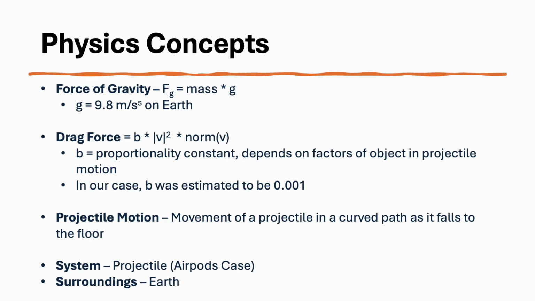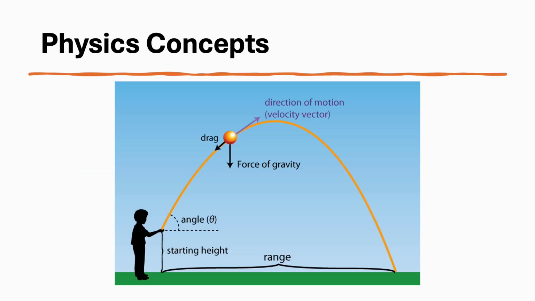In projectile motion, the projectile moves in a curved path as it falls to the floor, as seen in our experiment. The system is the projectile, and the surroundings is the Earth. Here's a visualization of how drag force and force of gravity act on an object in projectile motion.